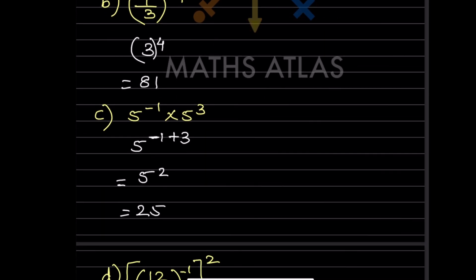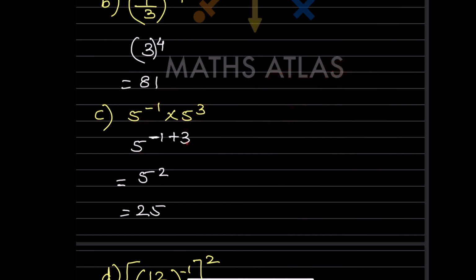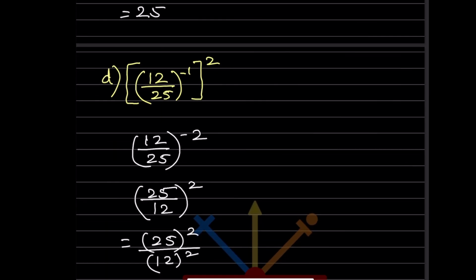Now look at this. We know the rule because the base is the same, so the exponents we have to add: a raised to m into a raised to n is a raised to m plus n. So we can write this as 5 raised to minus 1 plus 3. Plus 3 minus 1 is 2. So 5 raised to 2, that is 5 into 5, that is 25.